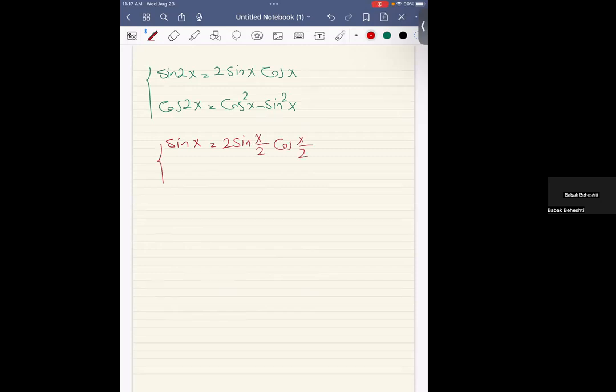So we know that, for example, sine of 2x is 2 times sine x cosine x, and cosine of 2x is cos square x minus sine square x, right? And remember that you can also rewrite this in another form: sine x equals 2 times sine x half cosine x half, and cosine of x is cosine square of x half minus sine square of x half, right?